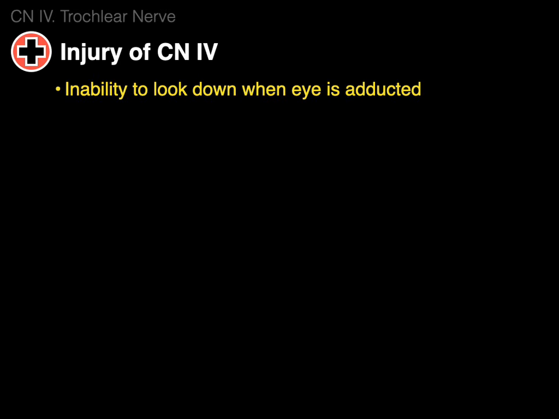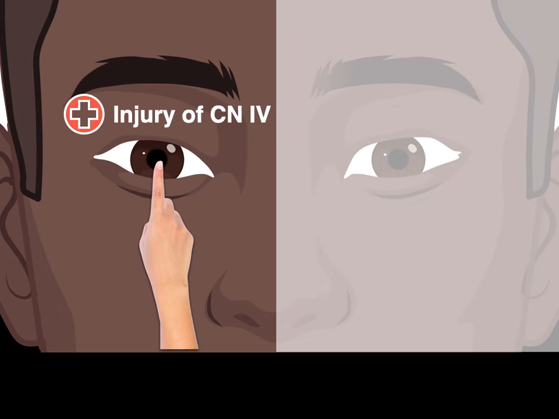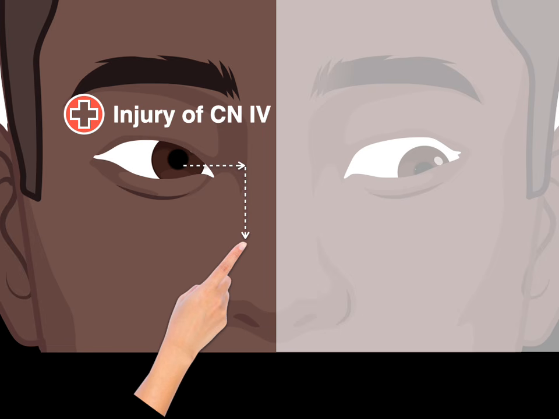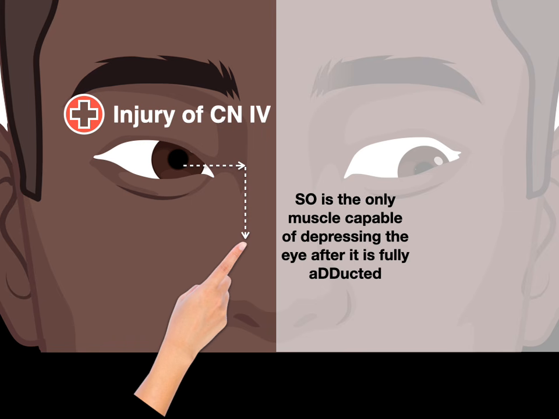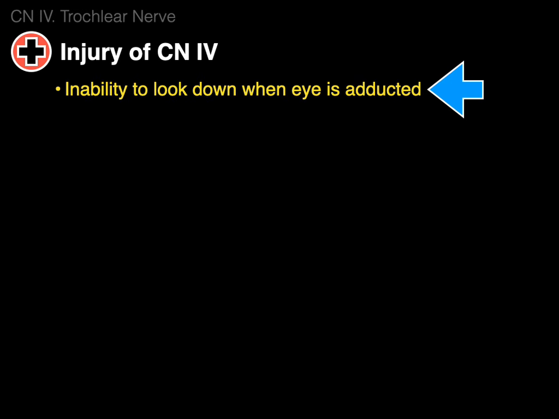Injury of cranial nerve 4 then results in the inability to look down when the eye is adducted. Like this. You adduct the eye and then you're unable to look down because the superior oblique is the only muscle capable of depressing the eye after it's fully adducted. So there's one. Inability to look down when the eye is adducted.